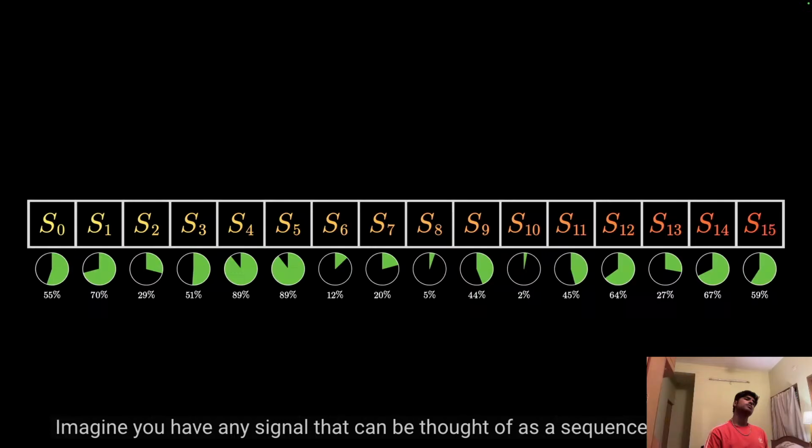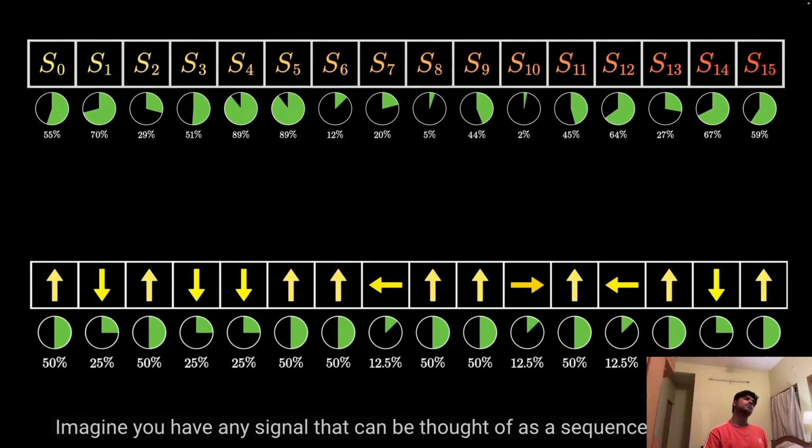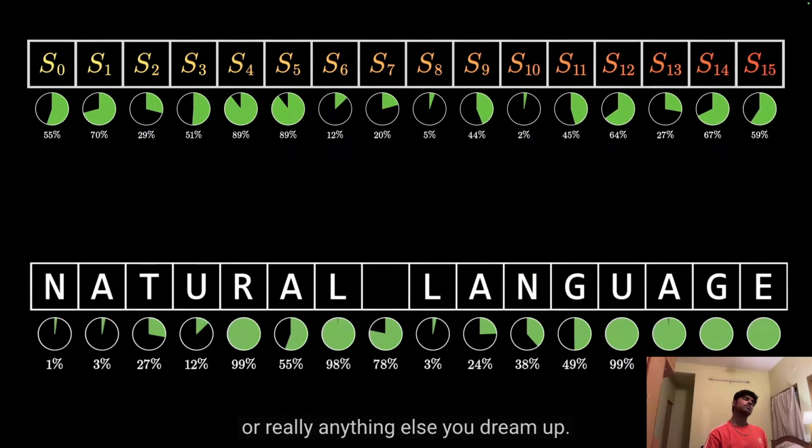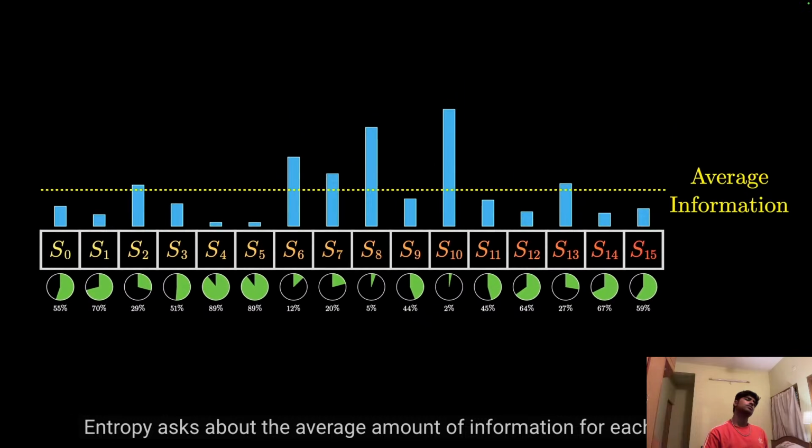Imagine you have any signal that can be thought of as a sequence of symbols, whether that's the 4 robot instructions, the English language, or really anything else you dream up. Entropy asks about the average amount of information for each symbol.